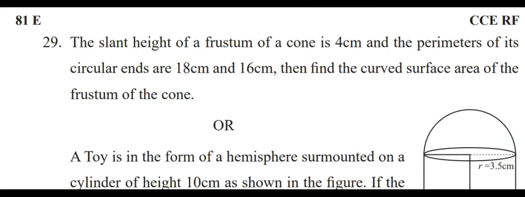Question number 29. The slant height of a frustum of a cone is 4 cm, and the perimeters of its circular ends are 18 cm and 16 cm. Then find the curved surface area of the frustum of the cone. Now come, let me solve this problem.